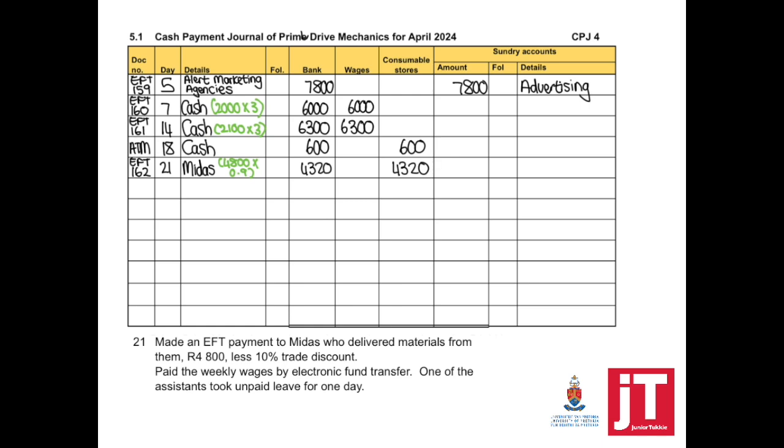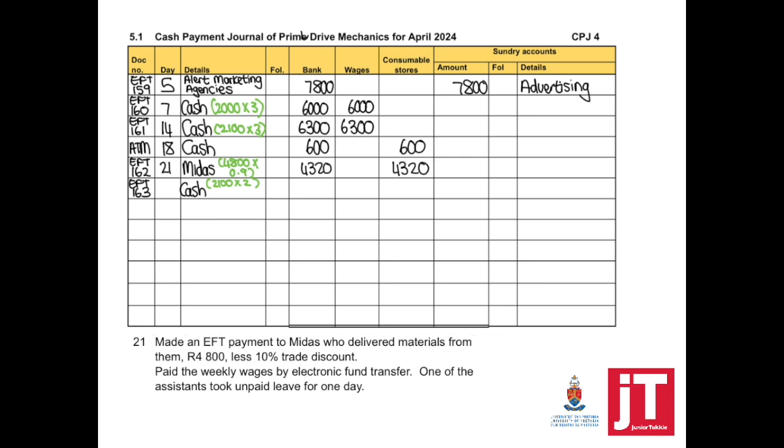Right. Then we go on to the next one. Paid the weekly wages on day 21. We don't need to write the date again. Now there's a calculation involved. So we've got 3 employees working for us.